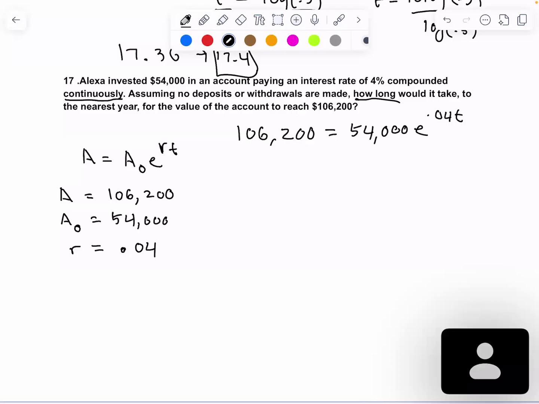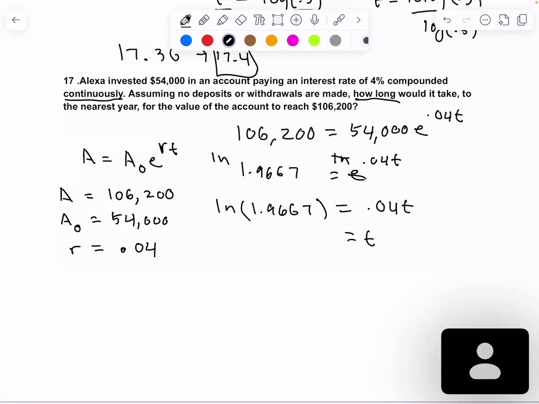We got to solve for t. So first thing I got to do is divide both sides by 54,000. So I'm going to go to my calculator and say, what's 106,200 divided by 54,000? And I get 1.9667. Let's round to 4 decimals. Now to get rid of e, I have to take the natural log of both sides, because the natural log is just base e. When we do that, the powers cancel. So e and ln cancel. Then I divide by 0.04, and I'm ready to plug this into my calculator.